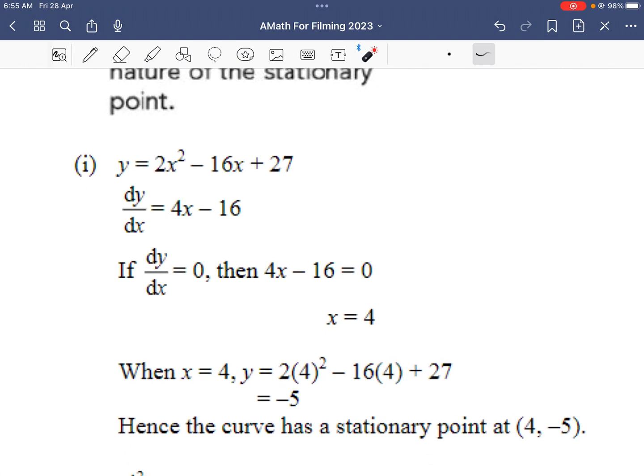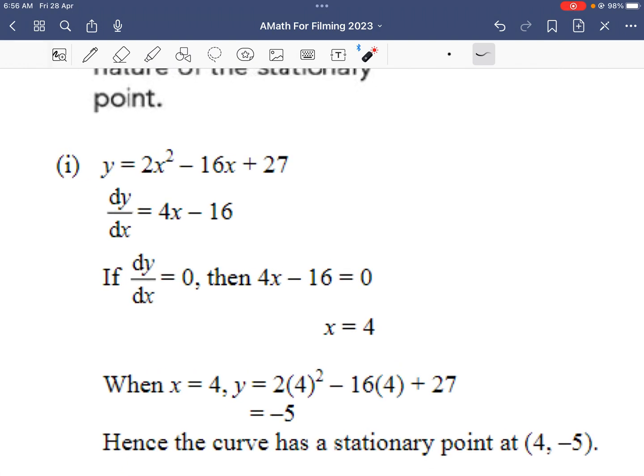The first part should be simple enough for you. If you have the curve, you differentiate one time, you let the first differential be equal to 0, and you can find the x value of the stationary point. Substituting the x value into the original equation gives you the y value, and hence the curve has a stationary point at (4, -5).